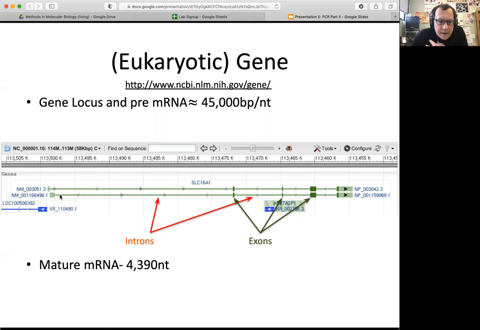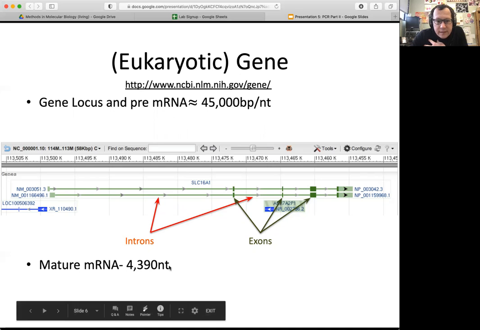Okay, and so in this diagram, these thin lines that connect these vertical bars are the introns, and the vertical bars are the exons. So all these thin parts with the arrows in them get cut out, and these other parts stay in. And so you can see in this particular example, our pre-messenger RNA is 45,000 bases, but by the time splicing gets done, we're down to 4,390 nucleotides.